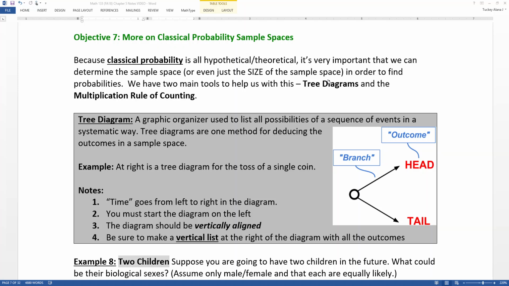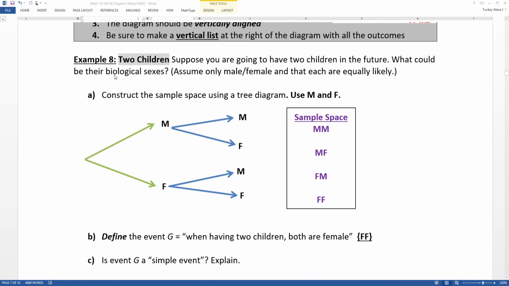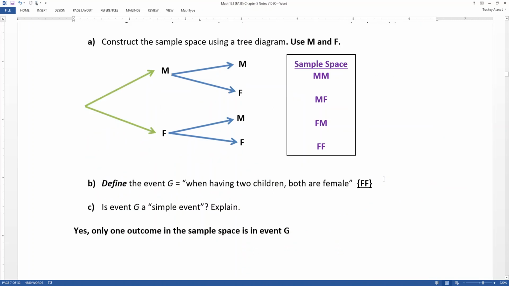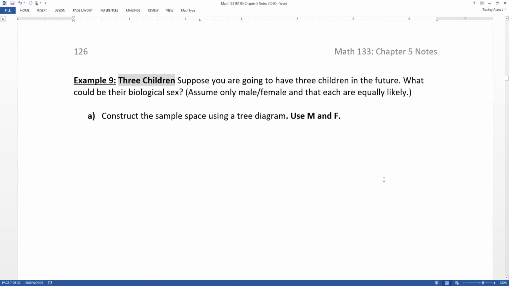So we're using tree diagrams to create our sample space, and we've seen how to make a very simple tree diagram for something as easy as heads and tails. And then we saw a two-child example, which actually could have been two coin tosses just as easily. So imagine H and T in place of M and F, and it would work the same way. So now we want to kick it up a notch for three.